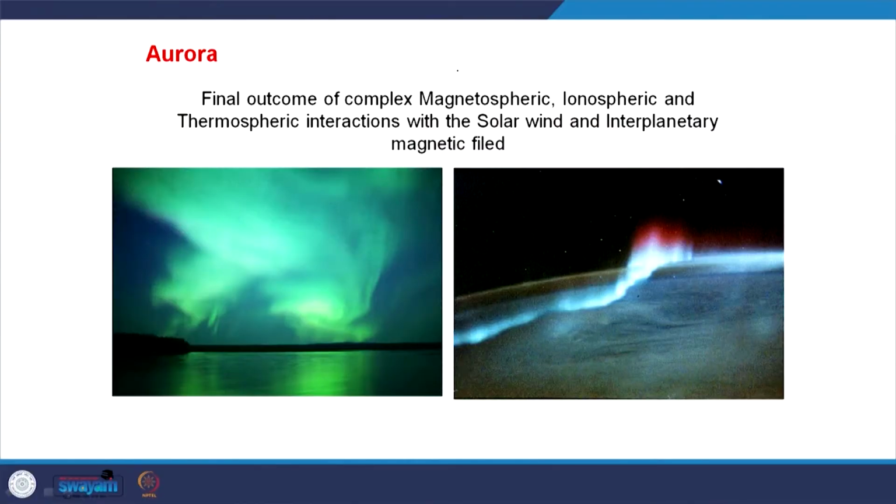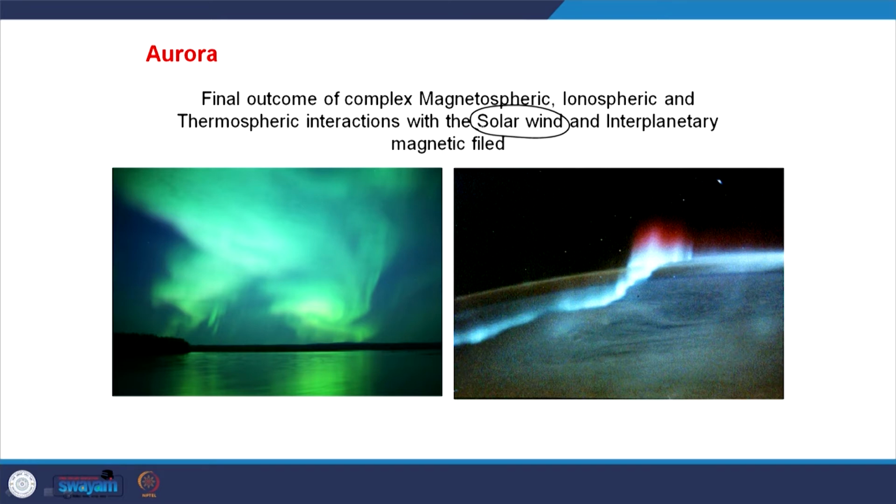So, now to define aurora: it is simply the final outcome of a complex magnetospheric, ionospheric and thermospheric interaction with the solar wind and the interplanetary magnetic field. So, aurora is a physical phenomenon that is an outcome of an interaction between the magnetosphere, ionosphere and thermosphere with the solar wind. Solar wind is the driver in this particular process. That means solar wind drives the aurora.